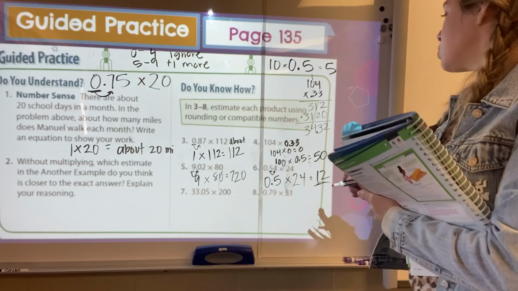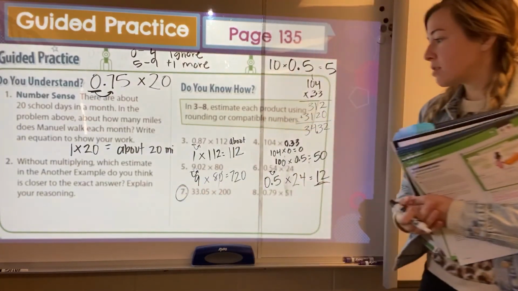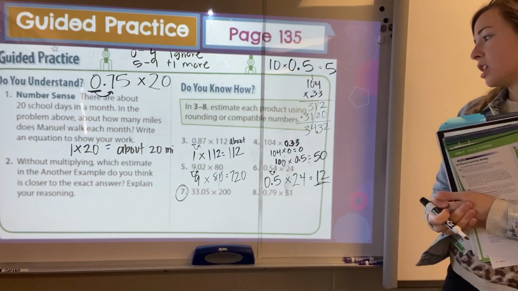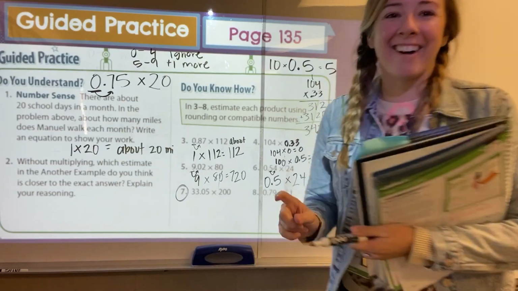Okay, I want you to try, let's give number 7 a try. So 33 and 5 hundredths times 200, use your rounding, and then see what you get. Alrighty, I'll see you in group.